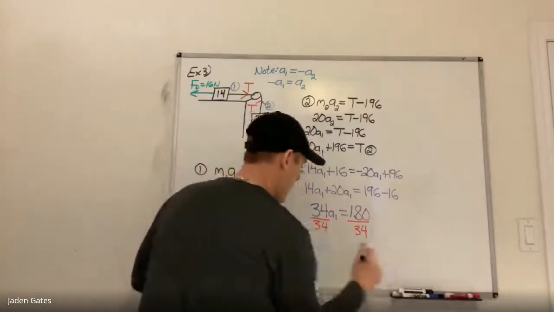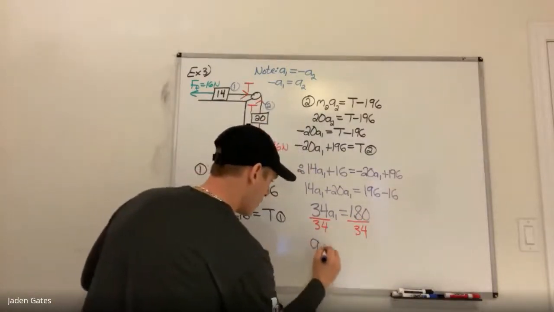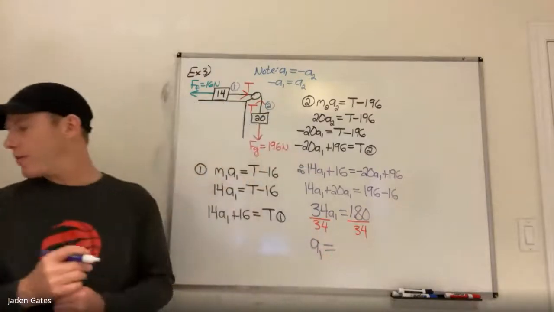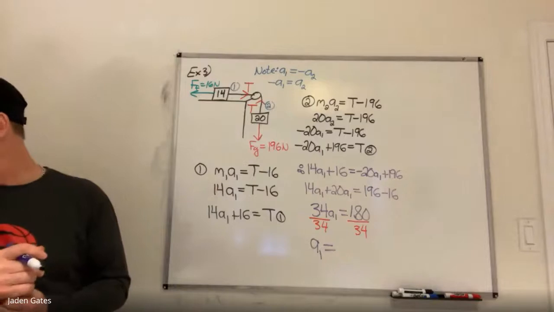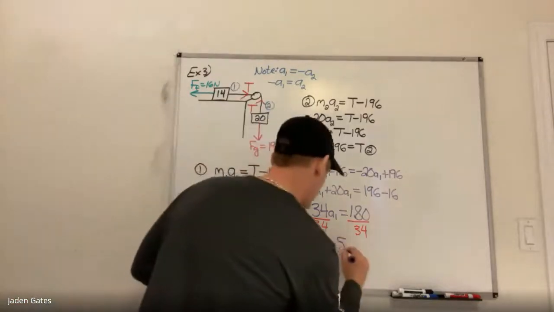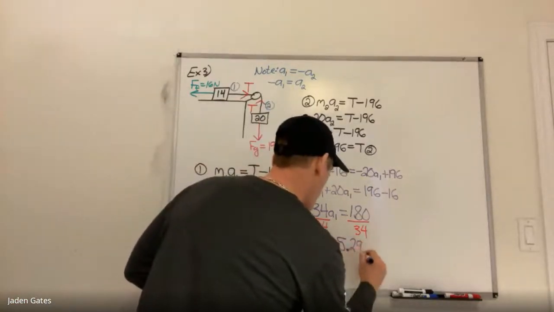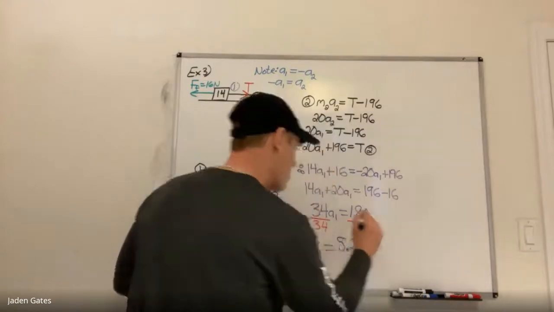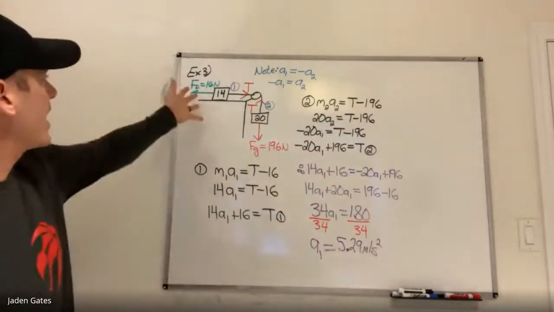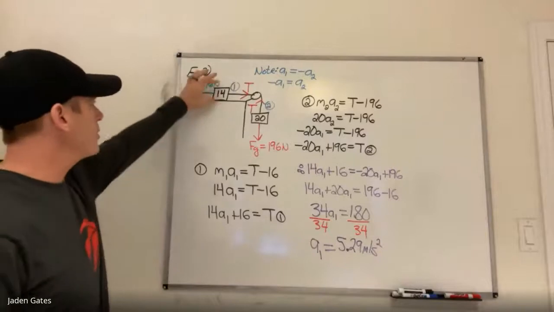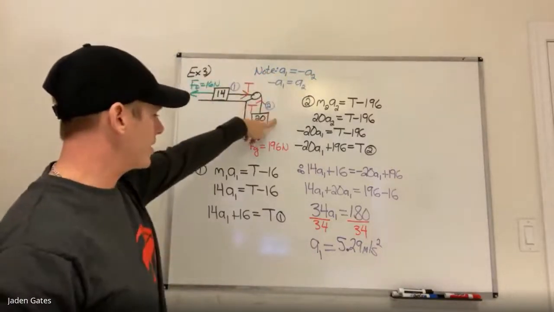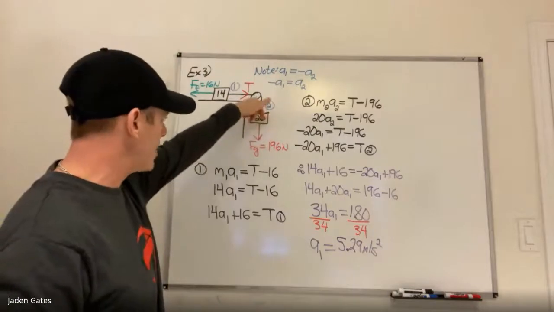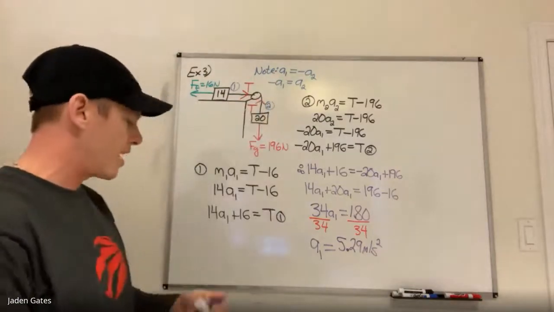And it looks like my A1, that'll tell us what direction everything's moving in. Let's see here. I get 180 divided by 34. I'm getting 5.29 meters per second squared. So that, again, is kind of obvious in this situation. Our first mass is moving to the right. And in the opposite direction here, A2 is negative. So our second mass is moving down.